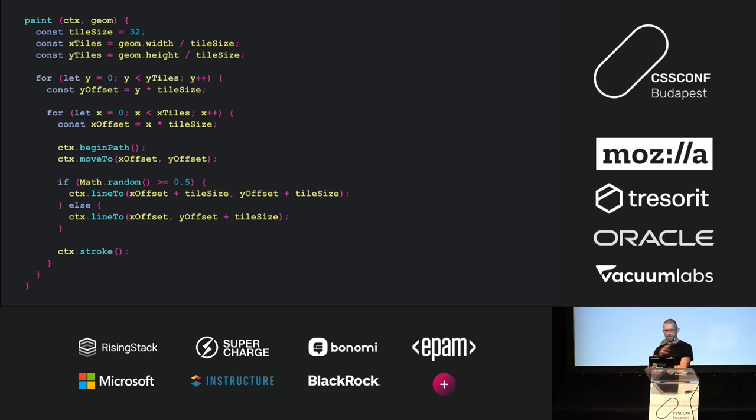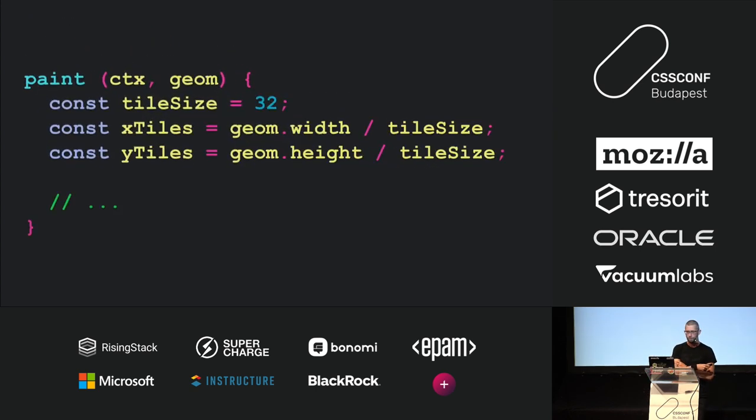Okay, let's revisit that paint method in the amazing paint worklet class and just maybe change things up a little bit. There's more going on in this example than when we were just drawing this mundane, lonely circle in the middle of a bleak canvas. So first, we establish the size of each tile, which will be 32 pixels square.